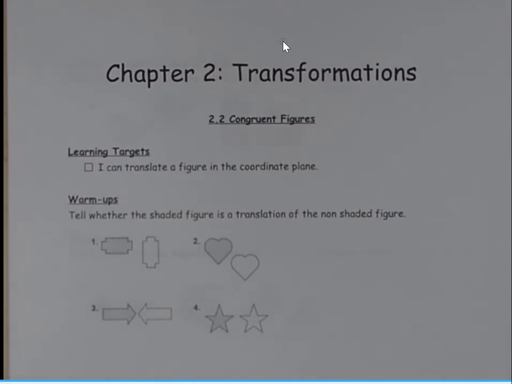All right, today we're going to look at congruent figures. Go ahead and start your warm-ups. Tell whether this shaded figure is a translation of the non-shaded shape. Hit pause and play when you are ready.